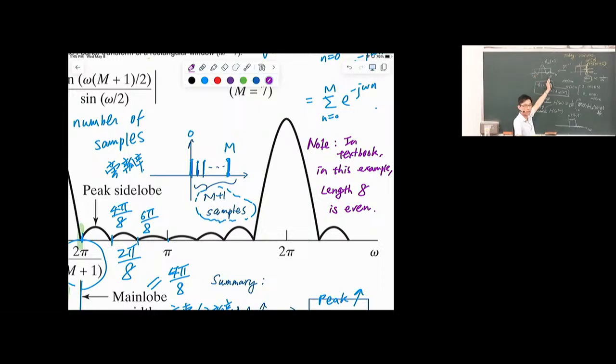But overall, the idea is still true that when we increase the length of the window from 2n plus 1 to 2n plus 3, adding one sample on each side, and we can keep doing that, the width of the main lobe is going to be inversely proportional to the length of the window. This is an example of duality in the Fourier transform, right? Wider in one domain, narrower in the other domain.